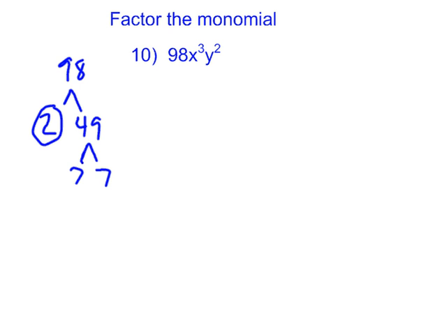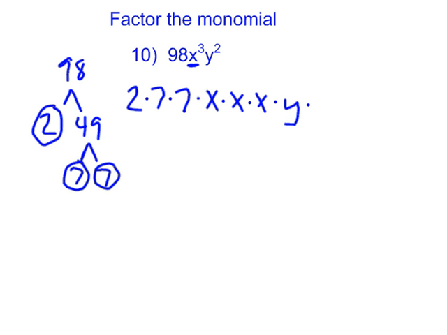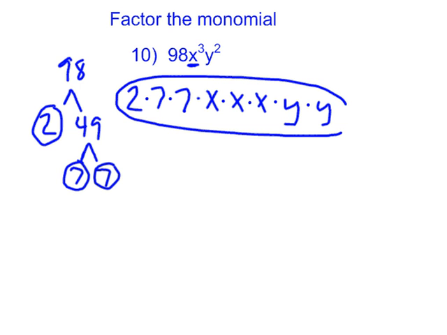All right, for number 10, we're going to factor the monomial, and we have 98x to the third y squared. And the way we do this is we use prime factorization with the 98. So I'm going to do that over here. 98 is 2 times 49. 2 is a prime number. And 49 we can create by 7 times 7. And 7 is a prime number. And so what we have is 2 times 7 times 7. Then we have to deal with these three x's, x times x times x, and 2 y's. And now we have factored the monomial.